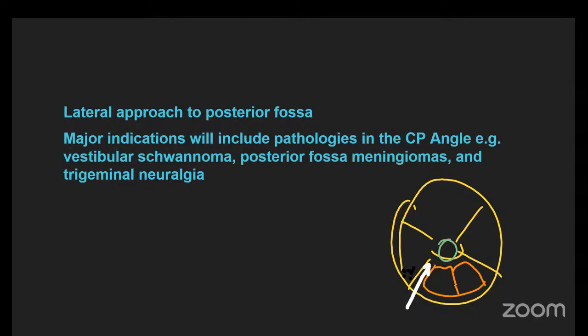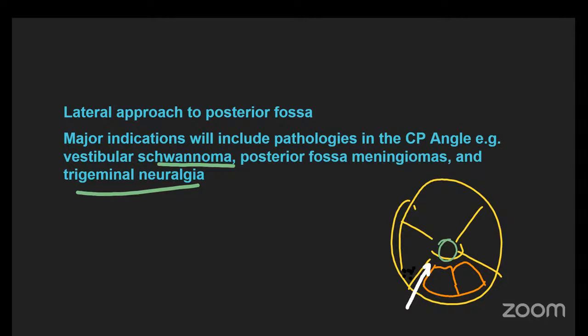So what are some major indications? The major indications are going to be the pathologies in the CP angle. The most common indication that we use it for is the vestibular schwannoma, obviously. But apart from that, a smaller craniotomy can also be used for trigeminal neuralgia and microvascular decompression. Sometimes the same approach is also used for posterior fossa meningiomas.